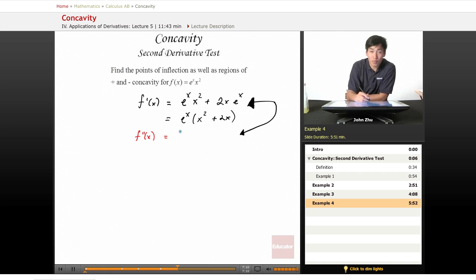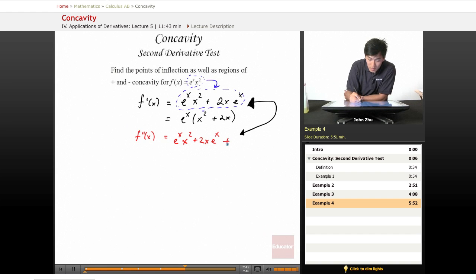Well, product rule again. So we already took the derivative of this, so we know that the derivative of this simply equals this right here. The derivative of this equals this. So then we can just say e to the x, x squared plus 2x, e to the x.